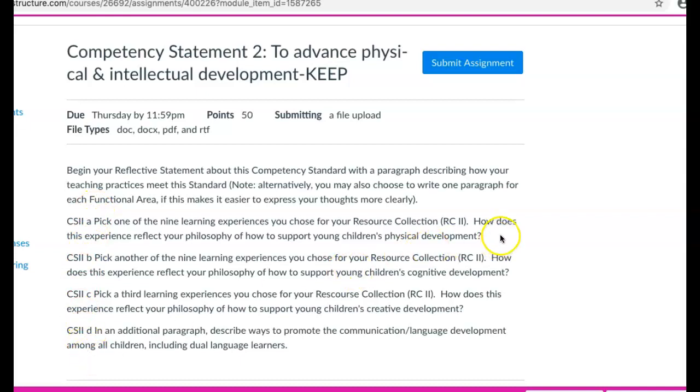You're going to pick one learning experience that you just turned in. How does that experience reflect your philosophy, how to support young children's physical development? Pick a different one, cognitive development. And the whole thing is when you look at your resource collection, there's gross motor and fine motor. For here, you've got math and science, reading. For this one, creative. And then this one's going to be communication.